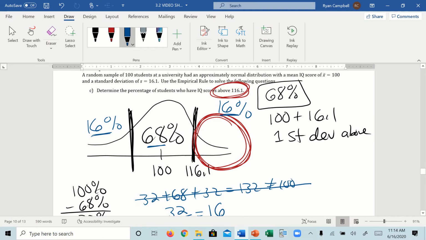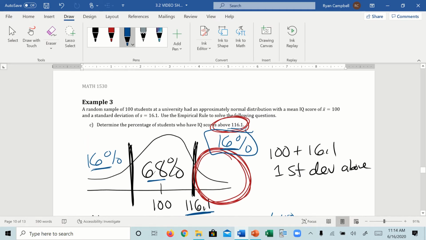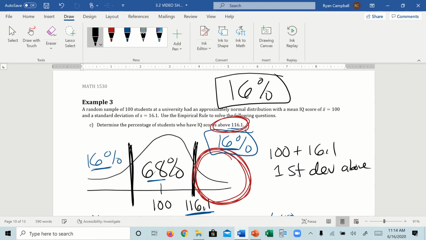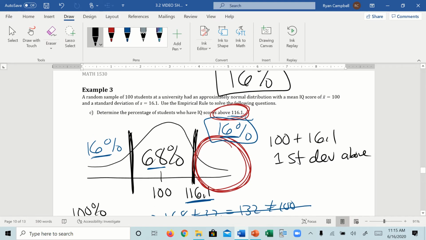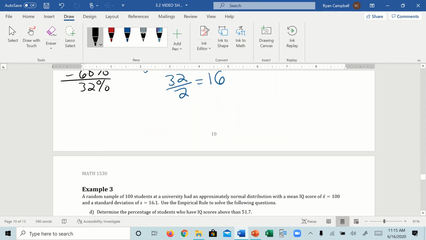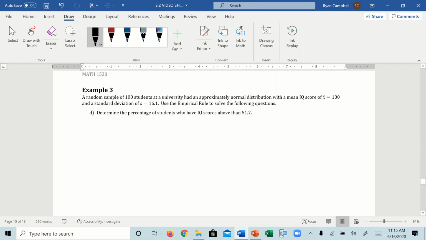So what percentage of the IQ scores are above 116.8? We see it's 16%. And we did that using the empirical rule. All right, we're going to do a lot more problems like this that are a little trickier.